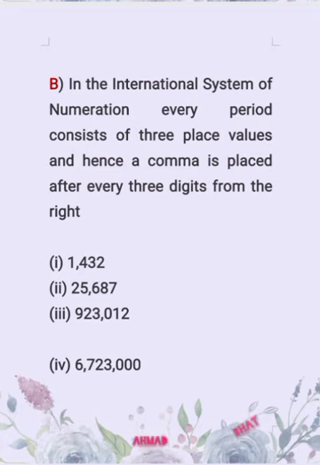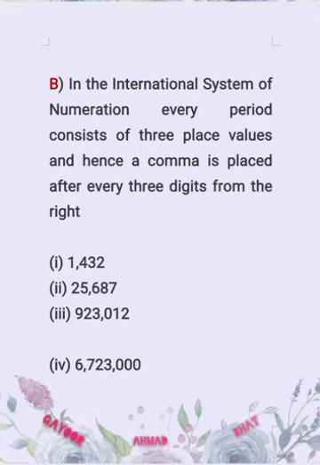For example, the numbers 1,432, 25,687 and 923,012 have two periods each. The thousands period 1 in the first, 25 in the second and 923 in the third. While in the ones period we have 432 in the first, 687 in the second and 012 in the third, and the two periods in each case are separated by a comma.